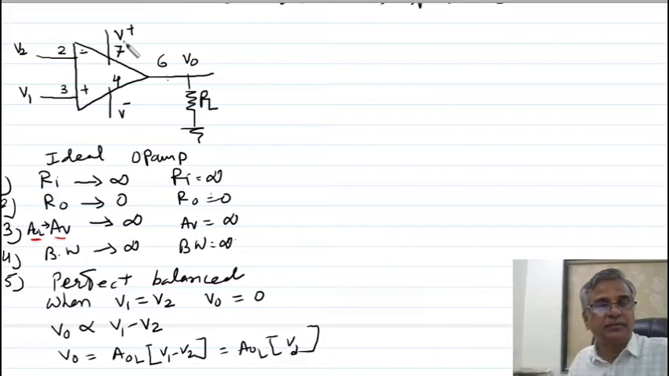Maximum output voltage is up to VCC. So for open loop operation, output voltage is always nearly equal to VCC. Remember this. If you have not connected any feedback, then it is called open loop operation. For open loop operation, output is always either plus VCC or minus VCC. I will explain it to you.